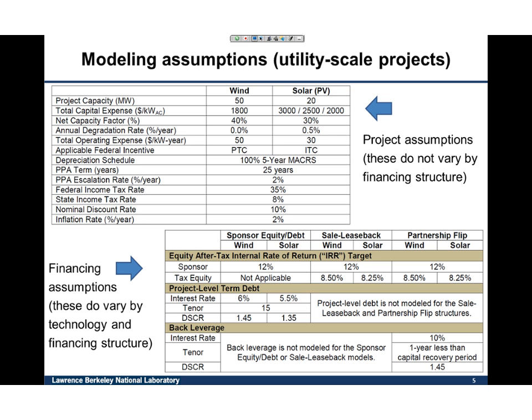I'm assuming a 25-year power purchase agreement, or PPA, so all of the analysis that I'll be showing is over a 25-year period, and all of the PPA prices that I'll show are levelized over 25 years.